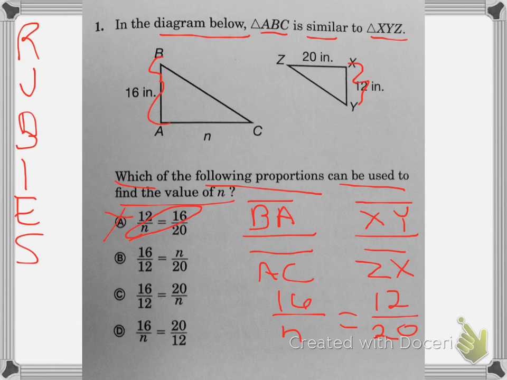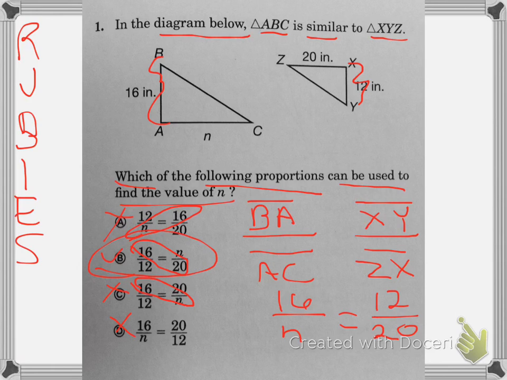Then I look at B: 16 times 20, if I'm cross multiplying, and 12 times n. So this is exactly what I'm looking for, but I'm going to keep looking. Then I see 12 is being multiplied by n. Well, 16 is being multiplied by n, but that's not correct, so I'm going to get rid of that one. And then finally, I see 16 is being multiplied by 12. Again, that is not correct. So my answer is B.